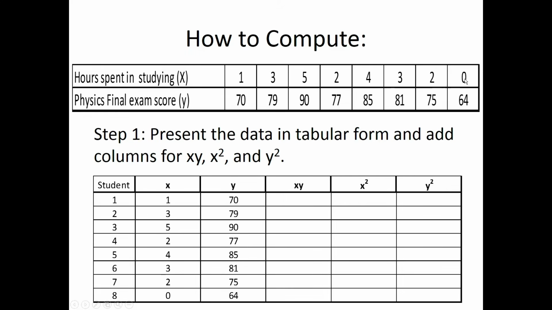So, we have 1, 3, 5, 2, 4, 3, 2, 0. So, ito na yan. So, for y, we have 70, 79, 90, 77, 85, 81, 75, 64. So, ito na din yan. So, we have student 1 up to 8. So, meron na tayong tabular form.